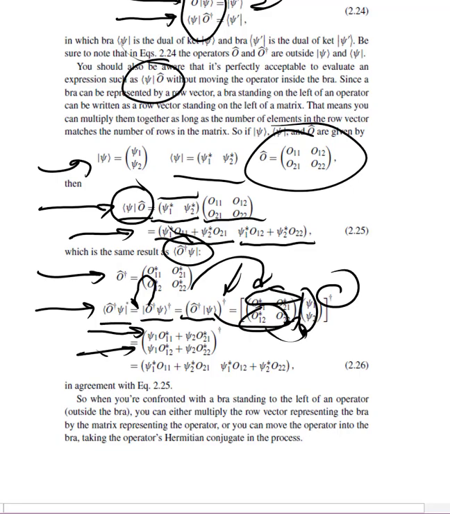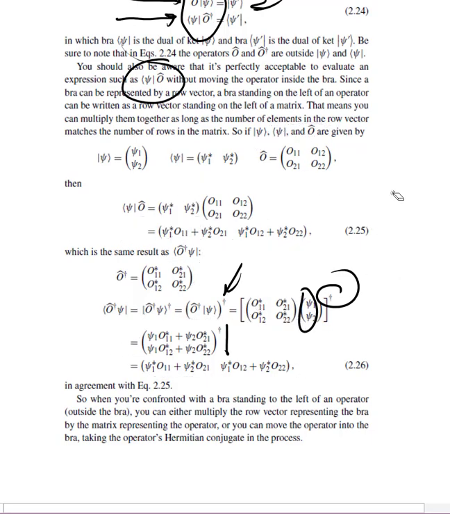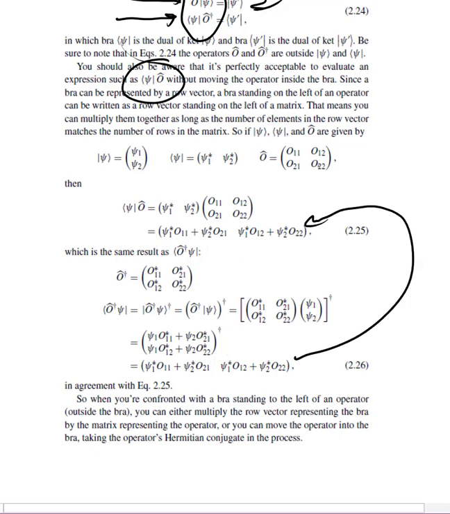And when you take the adjoint of that, you turn this column vector into a row vector, and you take the complex conjugate on psi1 and psi2, takes the complex conjugate off the elements of O, and compare that to this expression. I'll clean that up to make it a little easier to look at. So this is the same as that. In other words, I can operate on the bra with the operator still outside, or I can move the operator inside, take its Hermitian adjoint, and I'll get the same result. That's described down here.